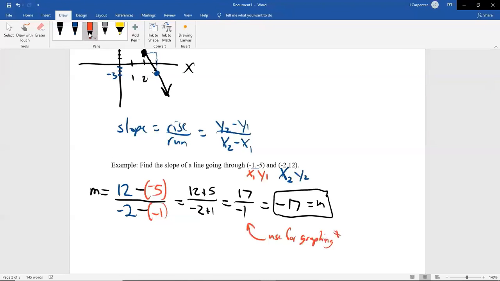And I'm gonna put a little asterisk next to that because I don't like the negative in the bottom. I would prefer it to be in the top. So really it should be negative 17 over 1. However, most people would still understand that you're going right 1 and then because it's a negative down 17.